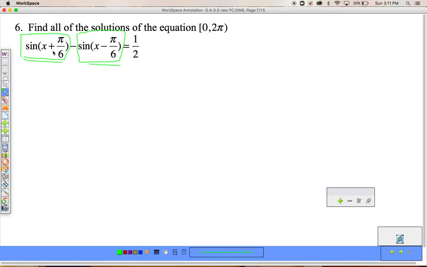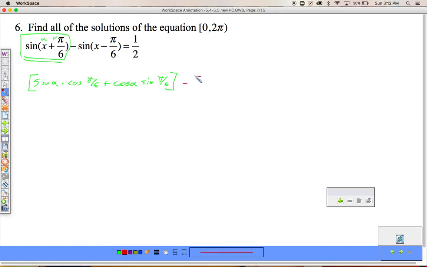All right, so the sine of x plus pi over 6 is my formula. The sine of x times the cosine of pi over 6 plus the cosine of x sine of pi over 6. All right, so that's my first piece. I expanded it using my u and my v being x and pi over 6.